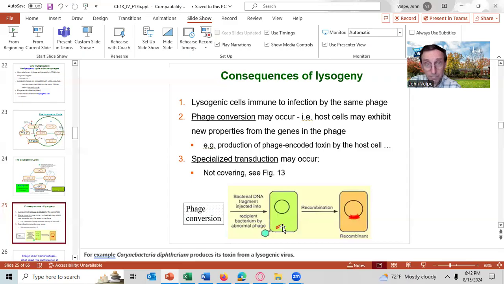The best example of phage conversion is Corynebacterium diphtheriae, which cannot produce the diphtheria toxin unless the bacteria is infected with a lysogenic virus, meaning the diphtheria toxin is present on the genes of the virus. And so only a lysogenic cell can produce the diphtheria toxin. Any question about any of that?